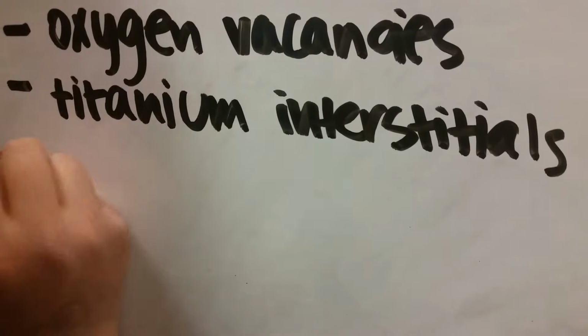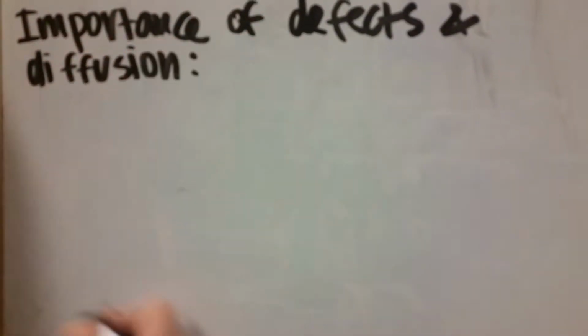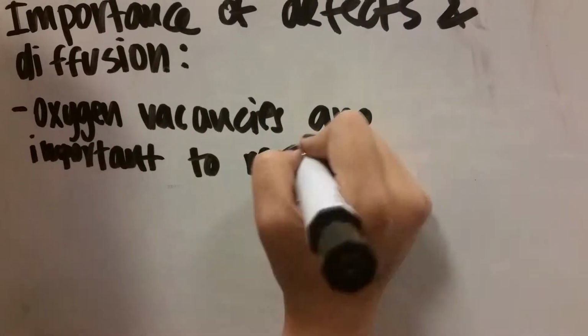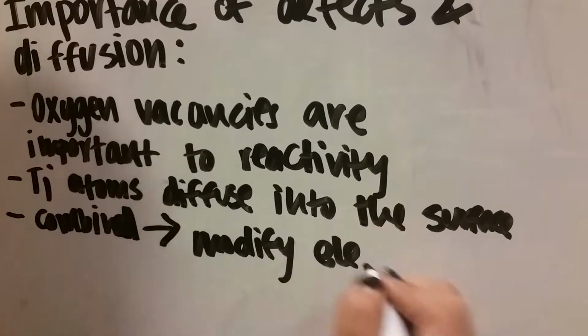The defects of rutile that have been discussed in class are vacancies and metal interstitials. Other defects include bridging hydroxyls and pairs of bridging hydroxyls. The two main defects that are very important to rutile are oxygen vacancies and titanium interstitials. Oxygen vacancies are important to reactivity, and titanium atoms diffuse into the surface. Combined, they modify the electronic structure and act as direct absorption sites.